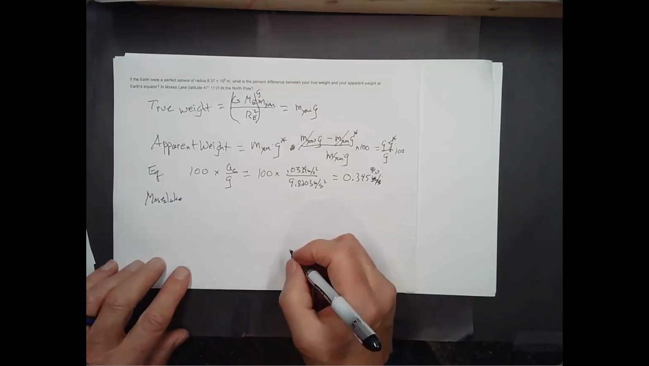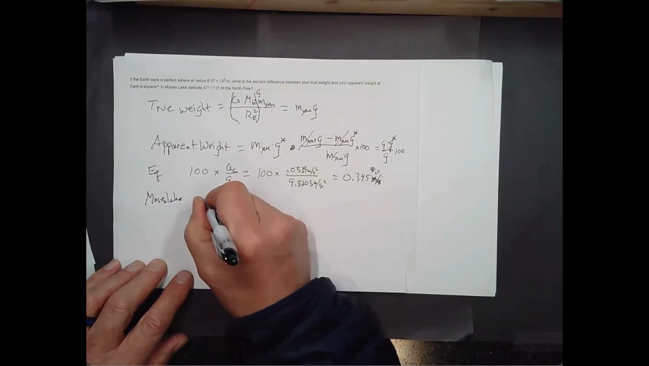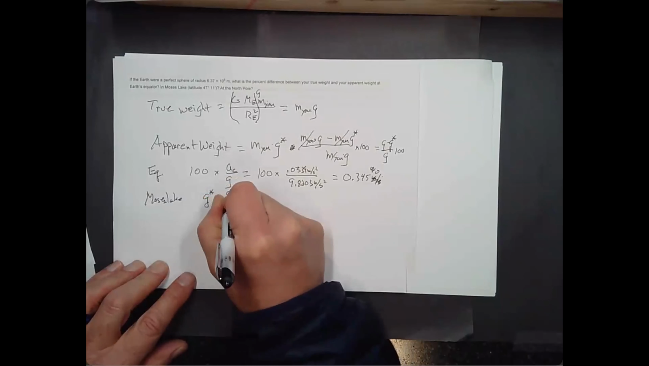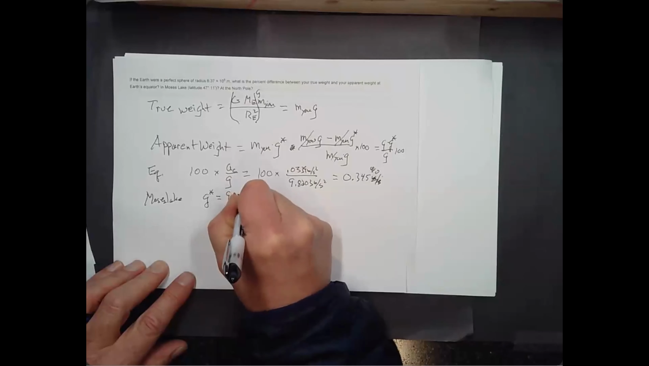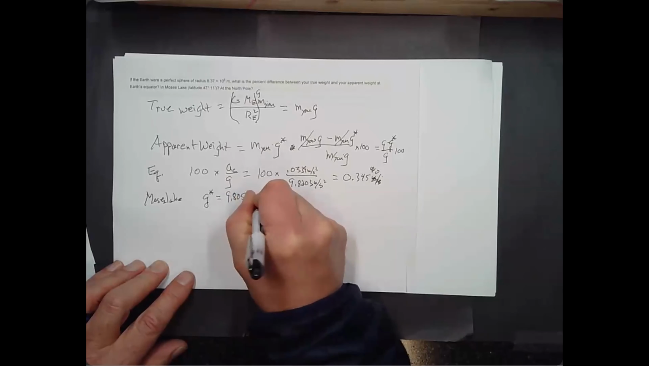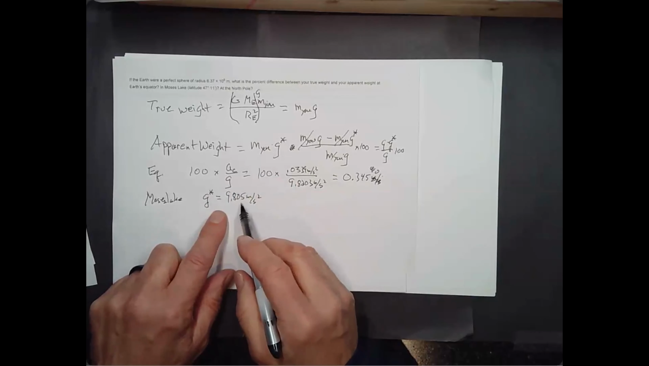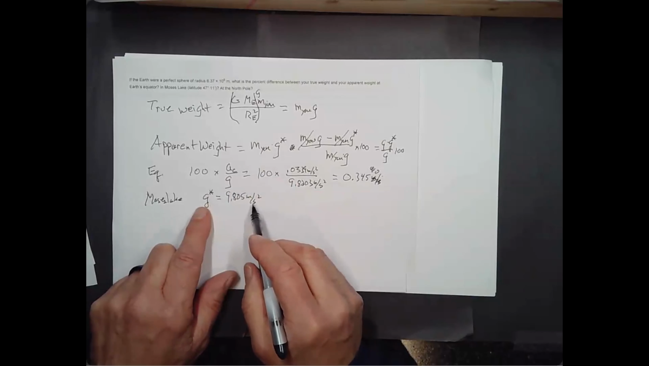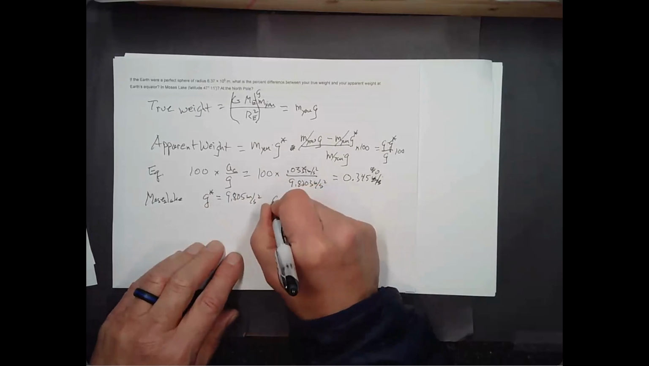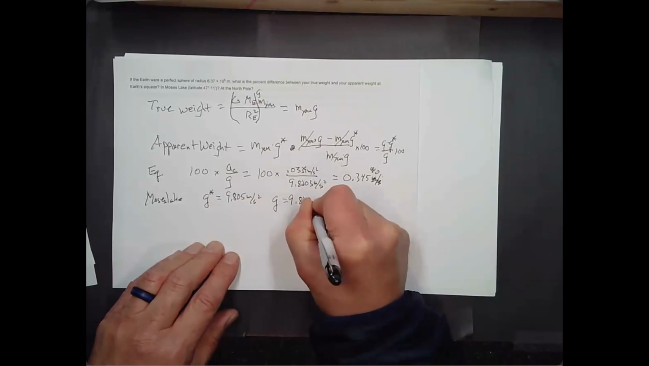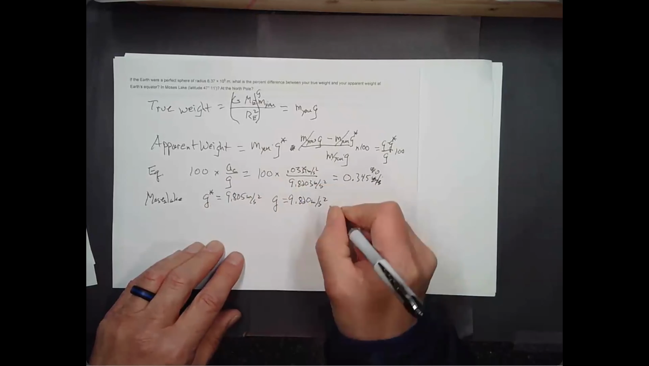In Moses Lake, we'll have our g star equaling 9.805 meters per second squared. And this is what you'd calculate your apparent weight with at Moses Lake. Yeah, that's actually pretty close to what it is. And then the g is 9.820 meters per second squared.